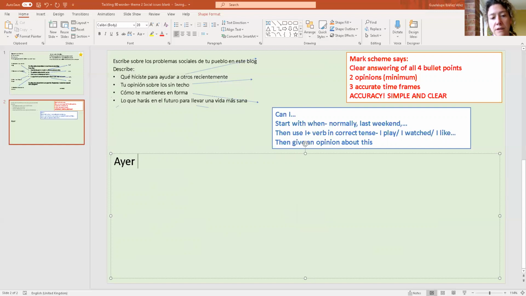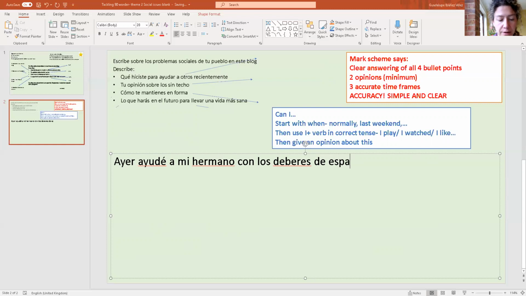How did I help others yesterday? I want to say that I helped my brother with the Spanish homework. Can I say that? So ayer, to help, ayudar, and I've already conjugated at the very beginning. So I'm going to have a look at that. Ayudé. Because we help someone in Spanish, we need a. Ayudé a mi hermano, with the Spanish home learning, con los deberes, or maybe tareas, if you remember tareas, de español.